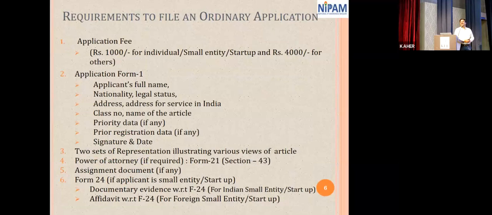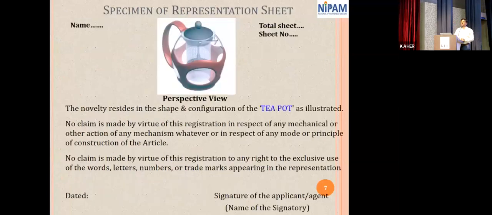So how to file a design? There is a fee requirement of 1000 rupees for individuals, and 4000 rupees for other legal entities. Only one form is required here, Form number 1. What are the requirements? Full name, nationality, address, and then class of the article, whether it is a set of articles or a single article, and priority, if any. You have to fill that in, and 2 sets of your design, whatever it is, you have to put on a paper like this. You have to make a specimen like this.